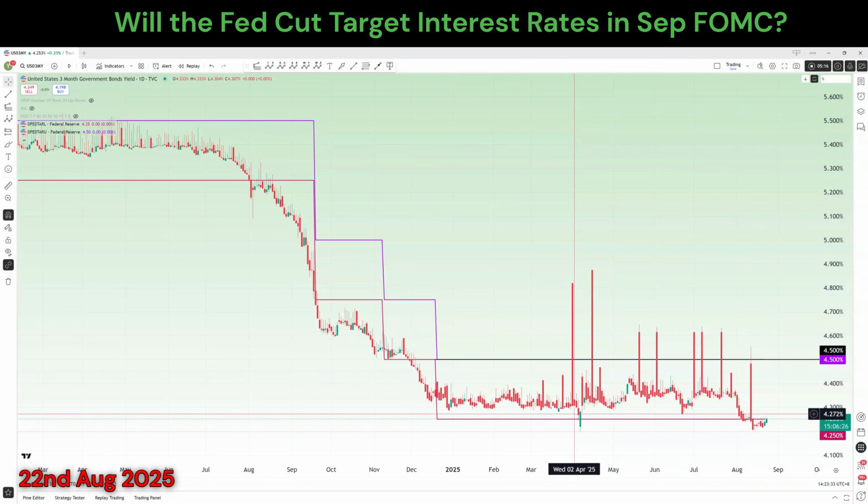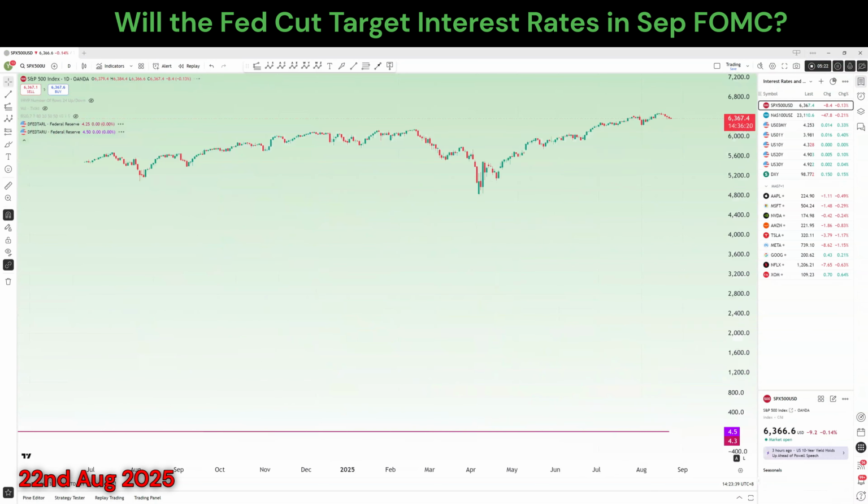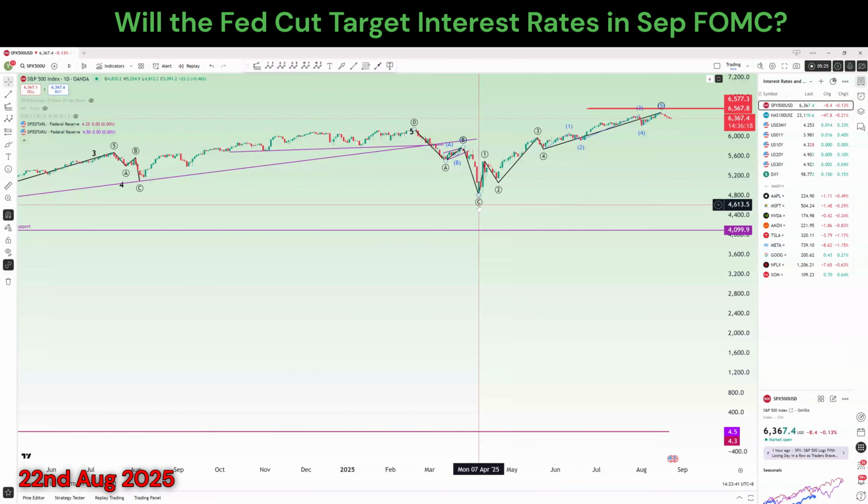So what happened on the 7th of April itself? If you are active in the market, you should know that the 7th of April is where there was a bottom in the S&P 500 and the Nasdaq. It actually did a sharp move down, a three-wave move down, and then it turned on the 7th of April itself.